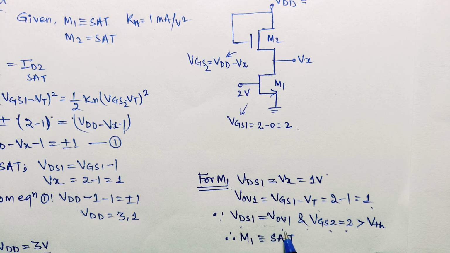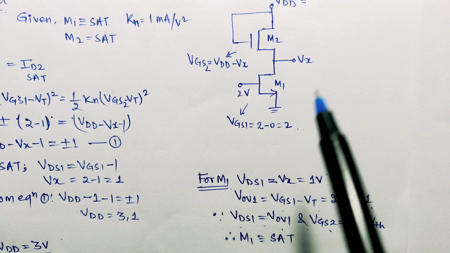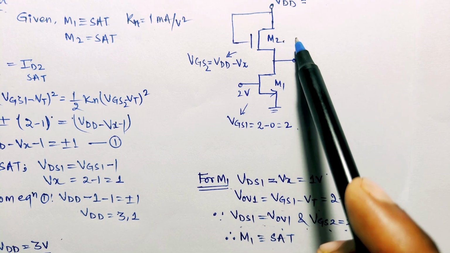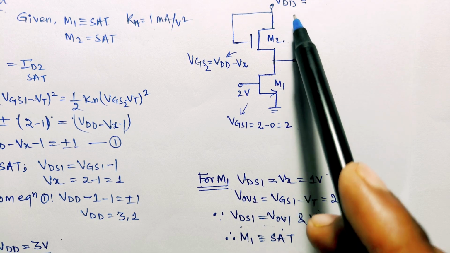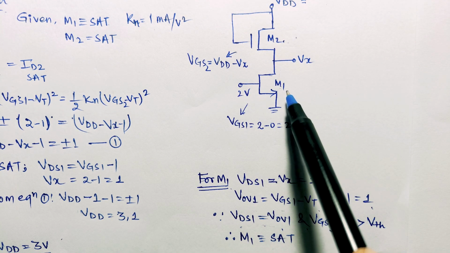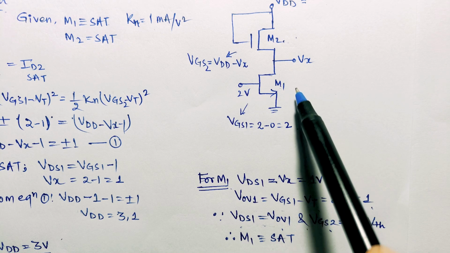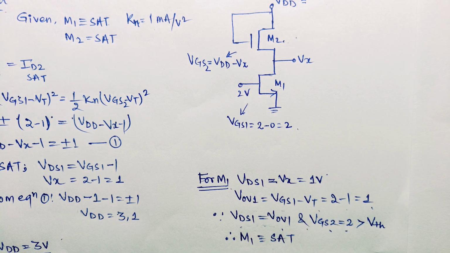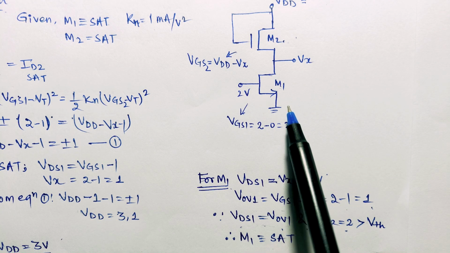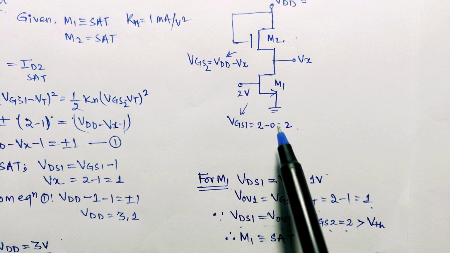So in this question we have seen that if we assume VDD is equal to 3 volt, then M2 is acting in saturation region as it should be, since it is a diode connected transistor, and M1 is also working in saturation region when VDD is assumed 3 volt. So VDD equal to 3 volt is the minimum value at which this M1 transistor works in saturation region.